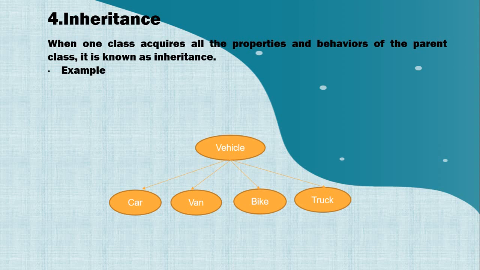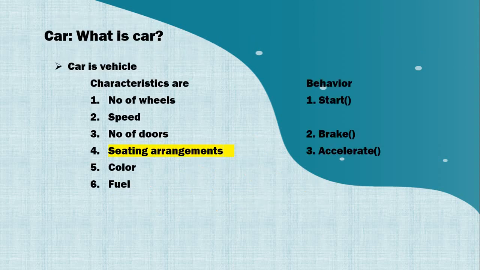The vehicle is a base class, from which the car, van, bike, and truck are all derived. Now, how will these have different characteristics, and how is the inheritance carried out? So, what is a car here? A car is a vehicle. What are the characteristics of a particular car? Like number of wheels, speed, number of doors, seating arrangements, color, fuel. And its behavior will be like start, brake, accelerate.